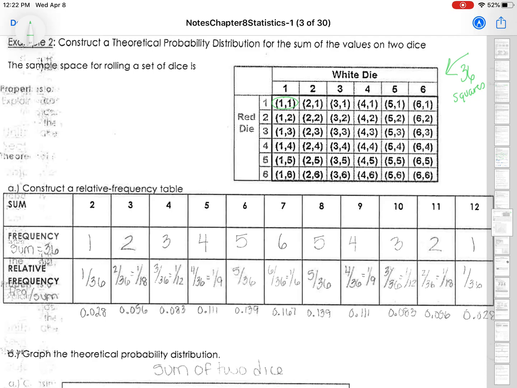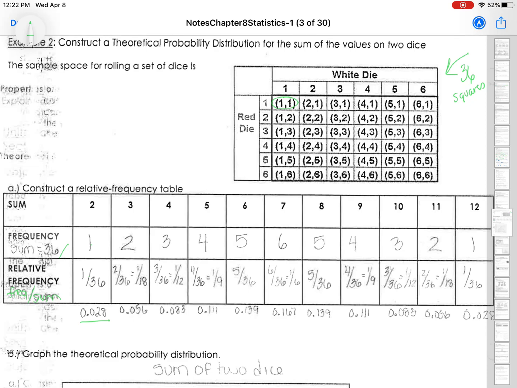Now, on the whole entire chart itself, there are 36 squares. So there are 36 possible outcomes that you can have. So that is a sum of 36. So in terms of relative frequency, you do the frequency over the sum. It's a little hard to see it right here, but it's the frequency over the sum.